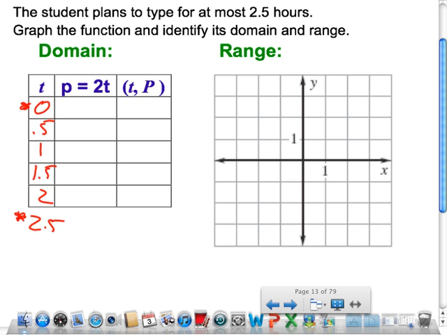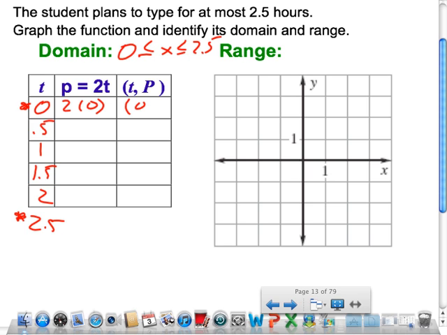So domain is 0 to 2.5. Okay? I have my arrows going the wrong way. So x is between 0 and 2.5. Okay? So now I plug in for the range. So p equals 2 times t, 2 times 0.